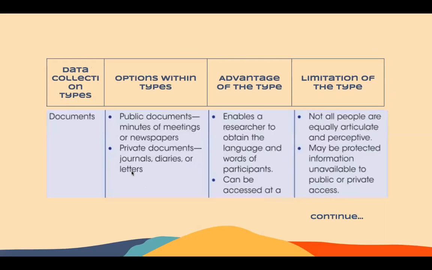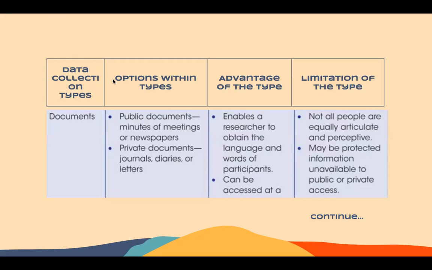Next, the next one is document. There are two options within these types. The first one is public document, and the second one is private document. The public document is minutes of meetings or newspaper, while the private documents sometimes can be conducted through journal, diaries, or letters.